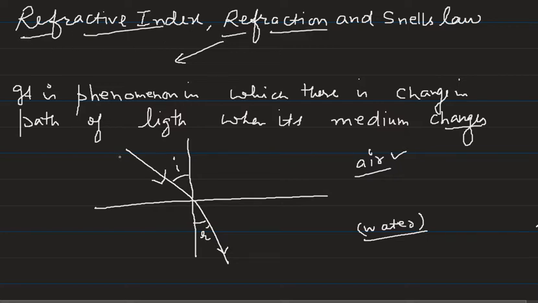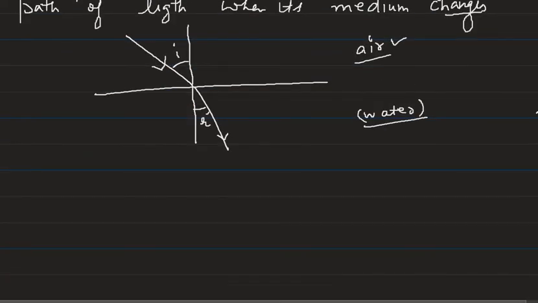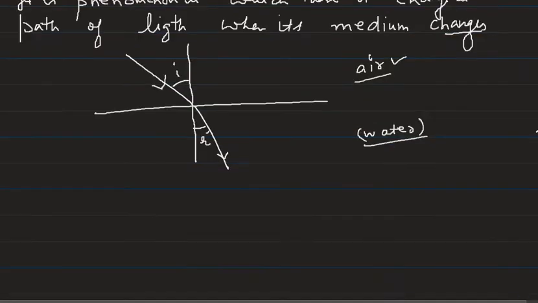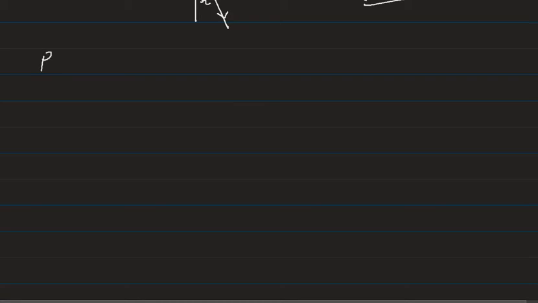सो इट इज अ फिनोमिनन इन विच चेंज इन पाथ ऑफ अ लाइट when it just changes its medium. So this is medium 1 and this is medium 2. Light is changing its medium, so it gets refracted. There is some change in its direction of propagation. So the extent of this propagation depends on a property that is known as the refractive index. So now let's discuss about the refractive index.